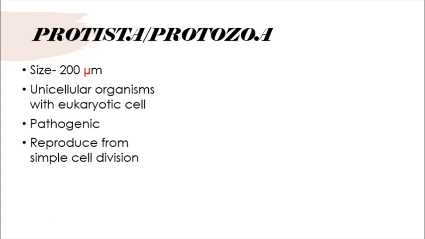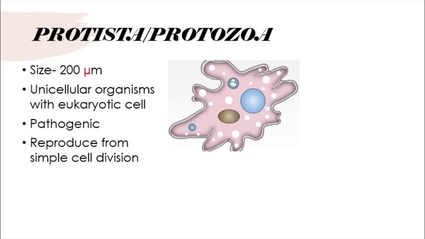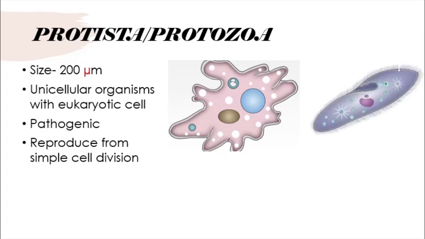Now, mostly protozoans cause harm to farmers or farm animals as they are in regular contact with the soil. Here are some examples of protozoans. For example, amoeba is there, and Paramecium is there. Now these two are found in dirty water or stagnant water.